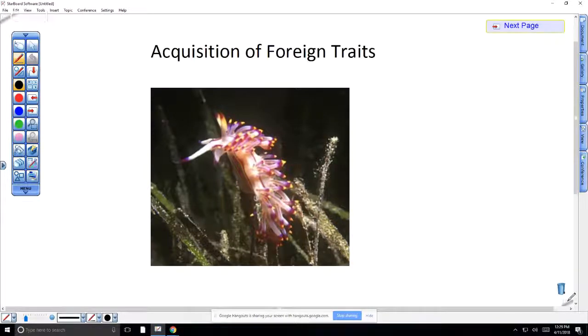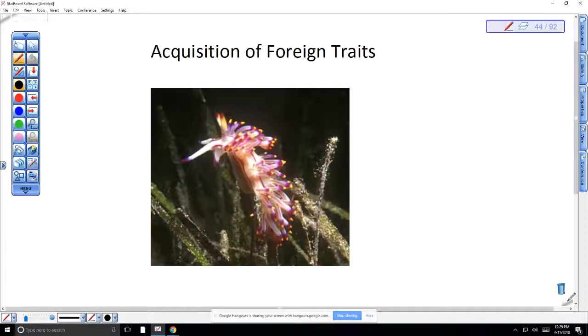So we have another example of an acquisition of a foreign trait. And remember that this was one of the major mechanisms of macroevolution. In this particular example, we see a nudibranch, and nudibranchs can feed upon cnidarians. They also can eat algae. They can also eat crustaceans. They can actually also eat each other. So some nudibranchs are carnivorous and actually eat other nudibranchs.